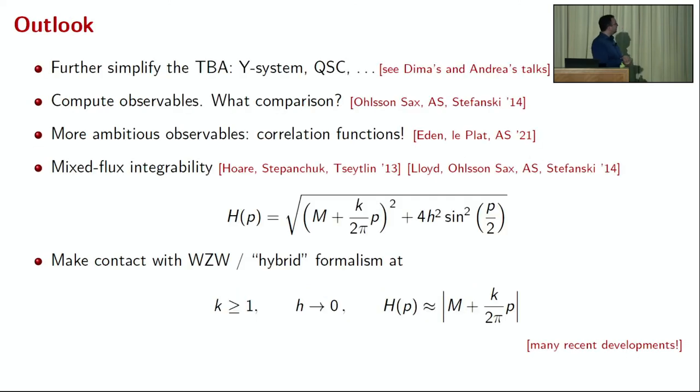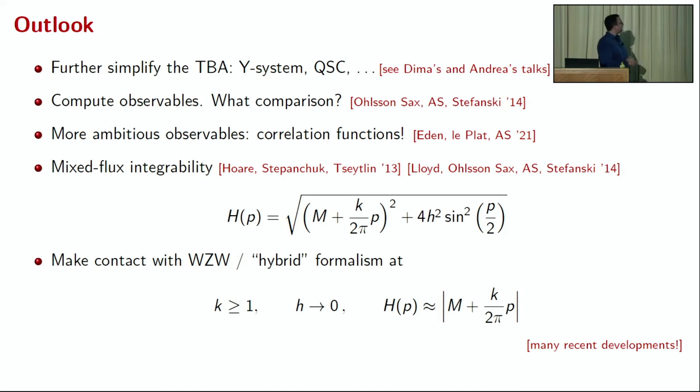What about outlook? Well, first of all, one can look at those TBA equations and say, well, you didn't simplify them enough. I want to find a Y system with discontinuity relations. And you take them, you study them, you work hard, and you get a nice Y system with discontinuity relations. And then maybe you get relations for the T functions. And then maybe you rederive the quantum spectral curve, as it was done in AdS5 and AdS4, starting from the TBA. That could be a way to have very good control on what you are doing.